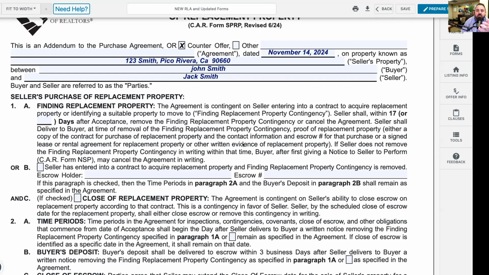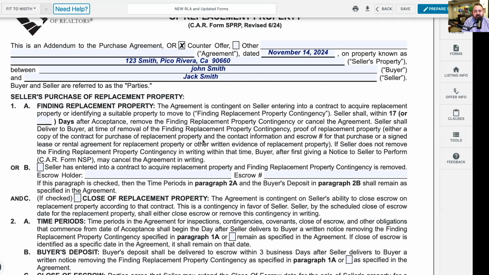Right now with the inventory, and I just went through stats, and inventory is down again in most of our market areas. Buyers are going to have less of an issue agreeing to longer escrows in order for your seller to find a place, because there is not a lot of options. So seller shall have by default 17 days after acceptance to remove the finding replacement property contingency or cancel the agreement. Now, it's all negotiable. I could change it from 17 to 21 to 30 to 45. You could change it to whatever you want, whatever you feel comfortable with.